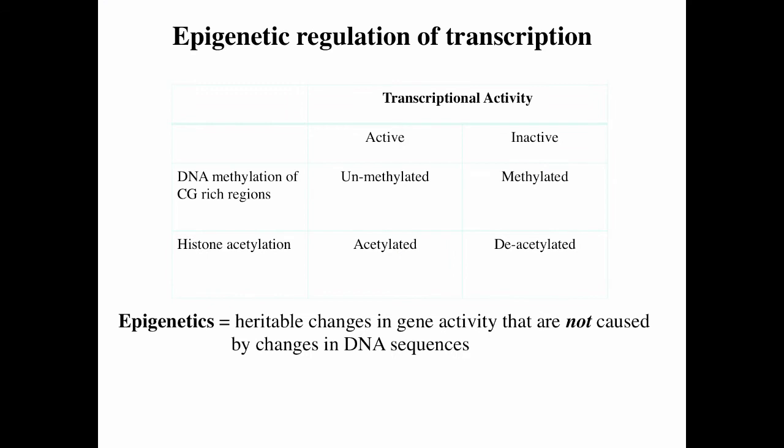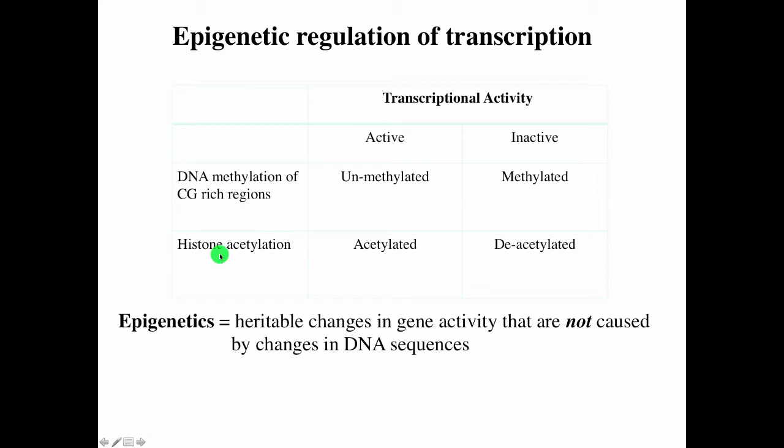We also talk about epigenetic regulation of transcription, and this table looks at some general principles which you need to understand. That epigenetics relates to heritable changes in gene activity that are not caused by changes in DNA sequences. So, for example, you may methylate GC-rich regions in DNA. If these GC-rich regions are unmethylated, the genes there may be active. If they're methylated, the genes may be inactive.